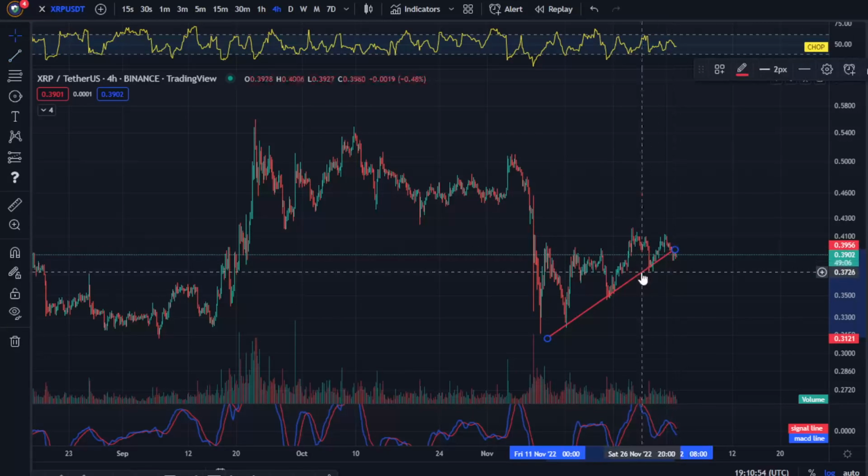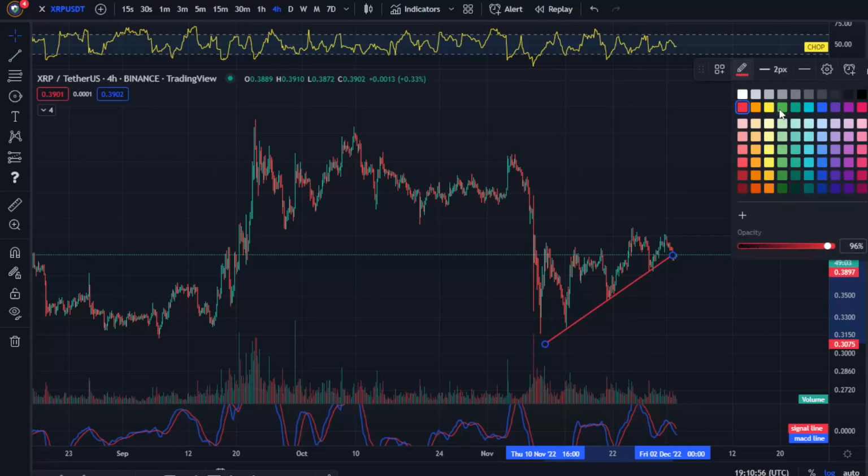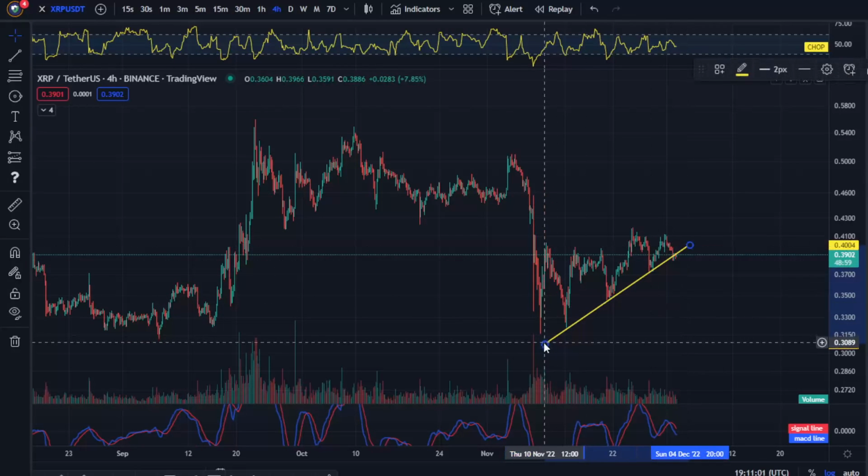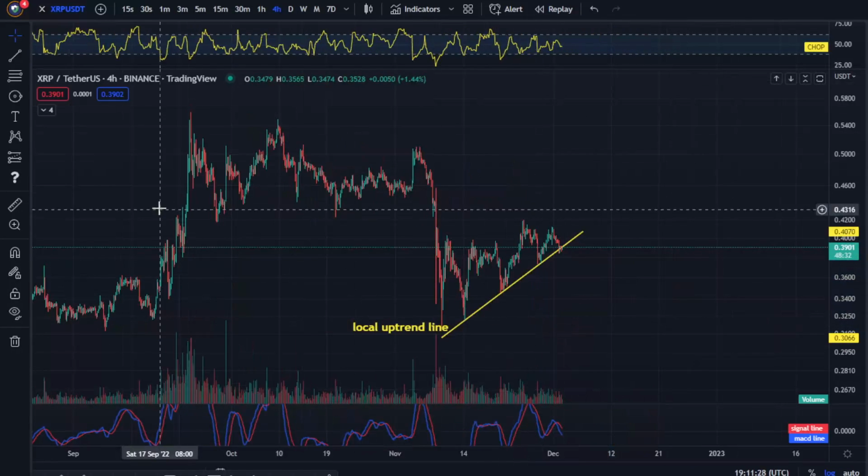As the last in today's statement, we have the XRP chart in a 4-hour time frame. As you can see, the price is moving on the border of the local uptrend line.